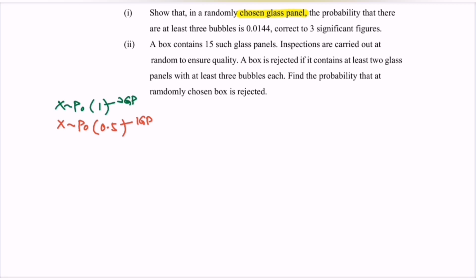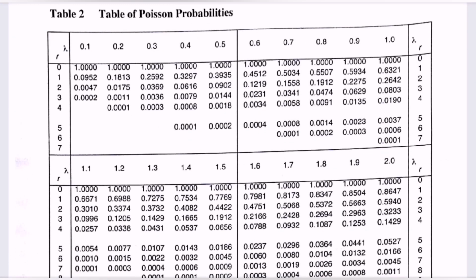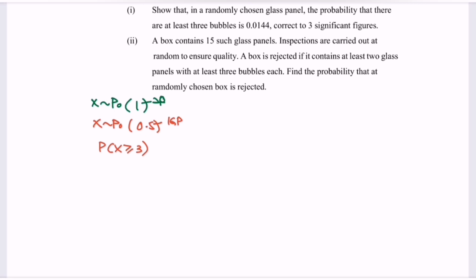Next, we must have the question. The probability is that X is greater than or equal to 3, because they mention at least 3 bubbles. So kindly refer to the tables of Poisson probability. Kindly refer to the title where we have 0.5. So here we have the 0.5. The question mentions that X must be greater than or equal to 3. So here we have the 3. If we refer to the table, here we have 0.0144.